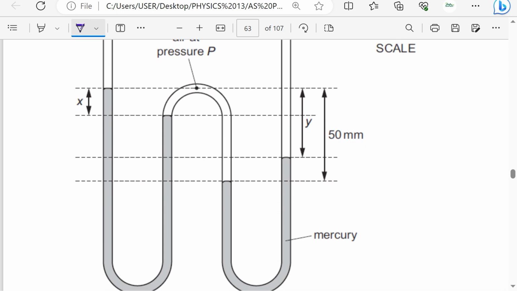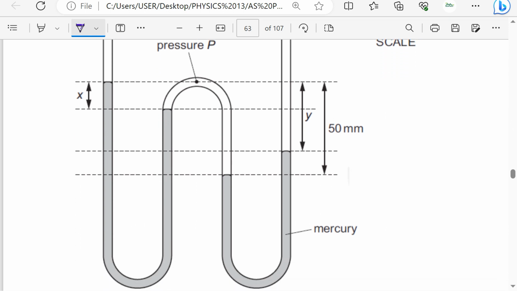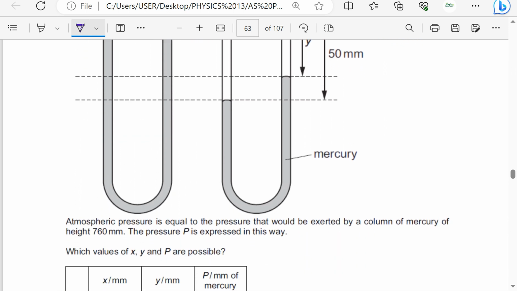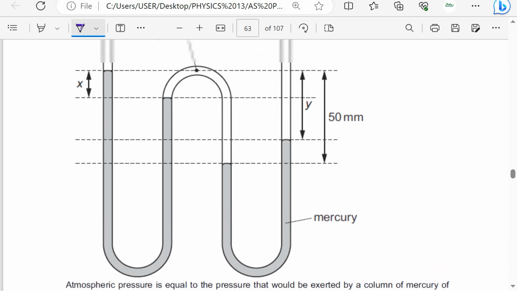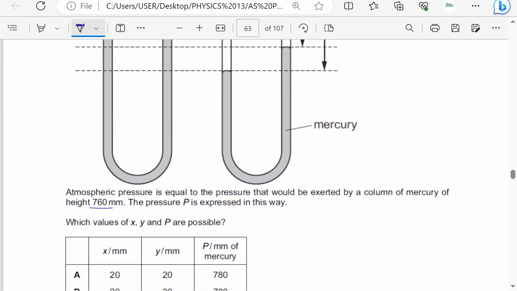Okay, so it's a W-shaped tube. Here there's atmospheric pressure, and here there's also atmospheric pressure. Atmospheric pressure is equal to the pressure that would be exerted by a column of mercury of height 760 millimeters. The pressure P is expressed in this way initially.